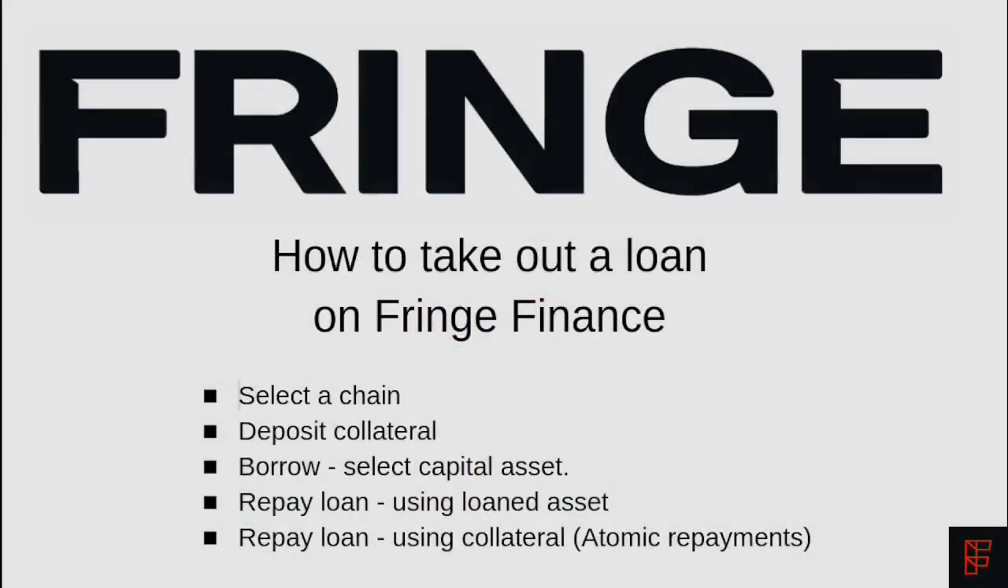Today we are going to walk through how to take out a loan on Fringe Finance. And the steps involved here are to select a chain, because Fringe works on multiple chains. We're going to deposit some collateral. We're going to take out a loan by borrowing some capital assets. And we're going to repay that loan in two different ways. One way is going to be using assets from my wallet, and the other way is going to be using collateral.